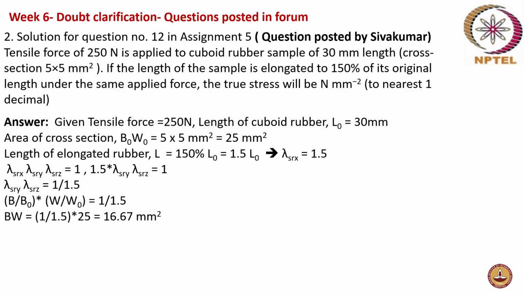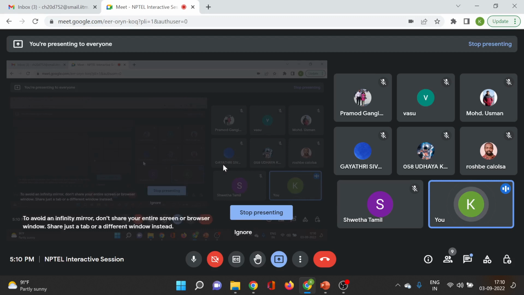Now tell me, to calculate true stress, should I take 16.67 or should I take 25 mm square? Did anybody solve this problem in assignment 5 and get it right? Any response? You can say yes or no. No, ma'am.